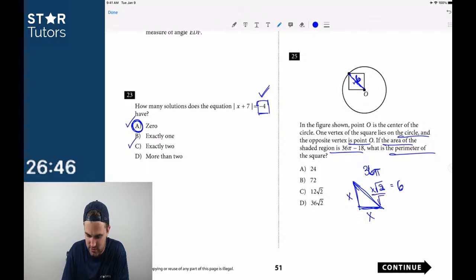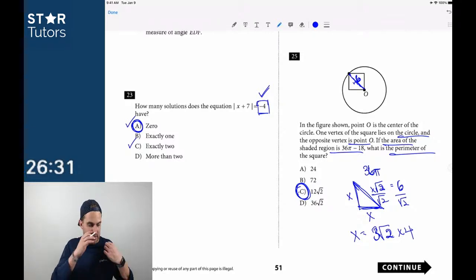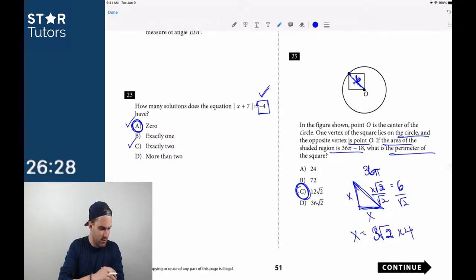So to find x, we divide by root 2. So x is equal to 3 root 2, I think. 3 root 2. Multiply that by 4. I think this is C. I think that's right. I don't know what that is. I can't see.